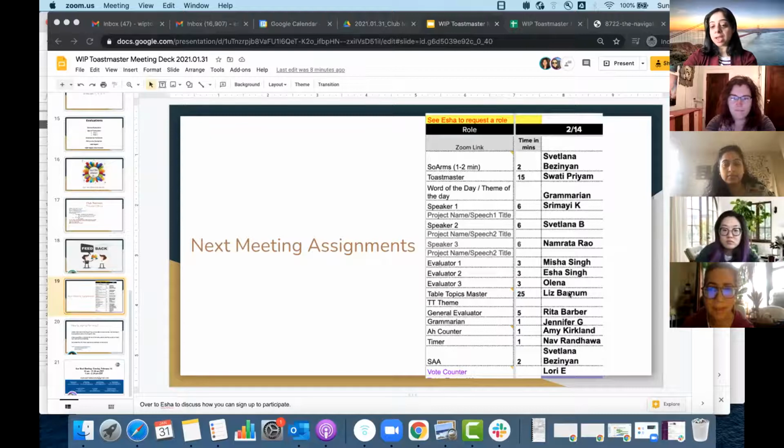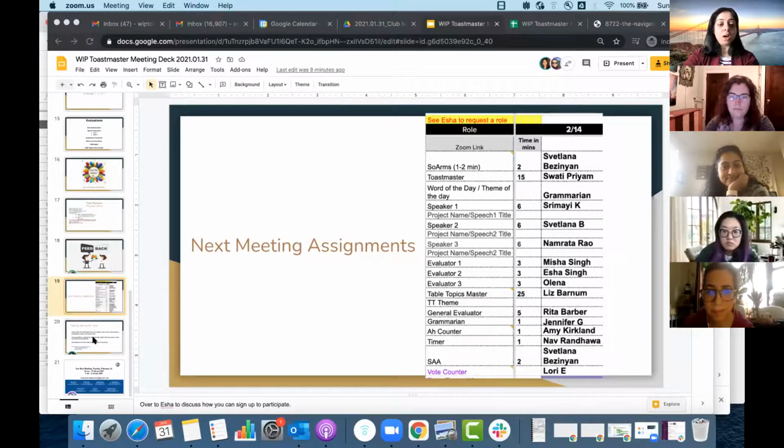Table Topics Master Liz. I don't know if I see Liz today, but I'll post this. General evaluator Rita. And I know we will be switching between Raji and Rita as our general evaluators. Grammarian will be Jennifer. Our counter Amy. Timer Nav. Again, our Sergeant at Arms is Svetlana, and the vote counter will be Lori.